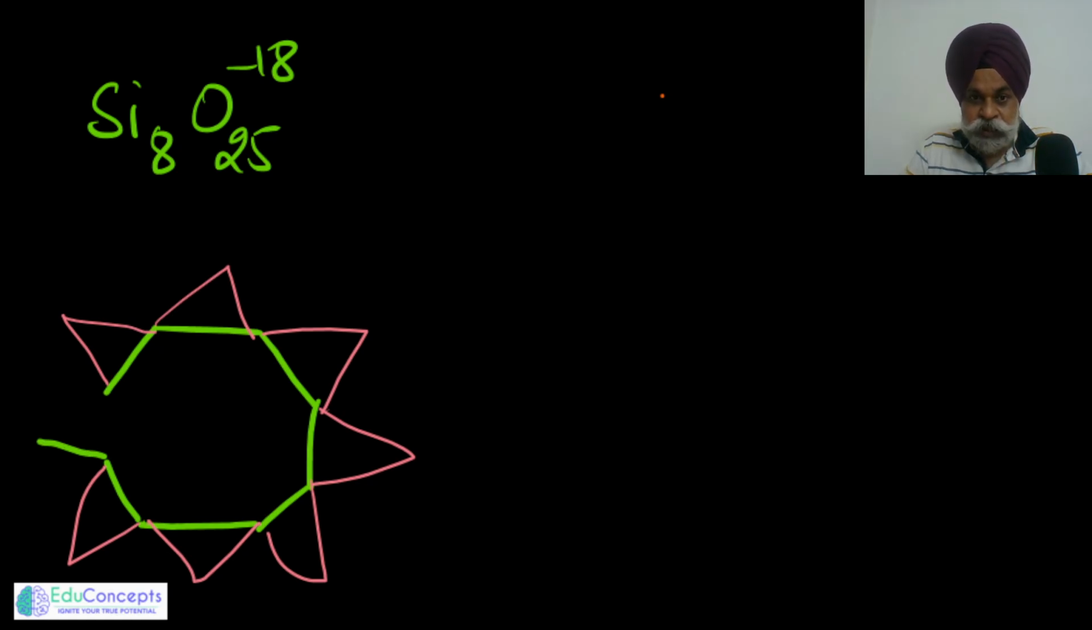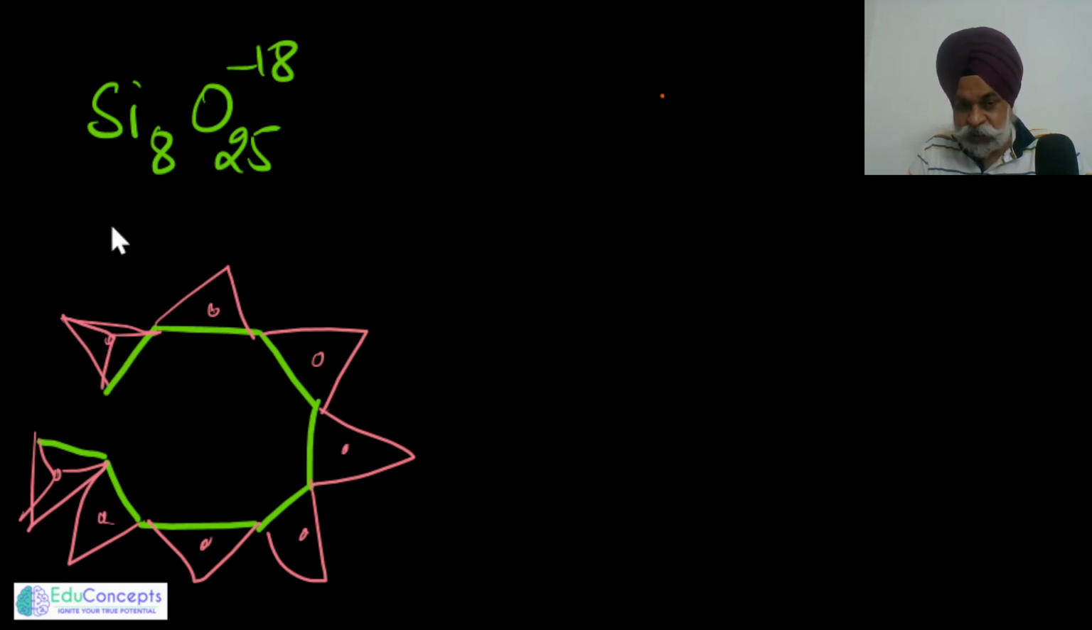This is the eighth one. Okay, this is the eighth one. So 1, 2, 3, 4, 5, 6, 7, 8. Now, what is the simple rule of the game? The rule of the game is that you want to do the cyclization of these.